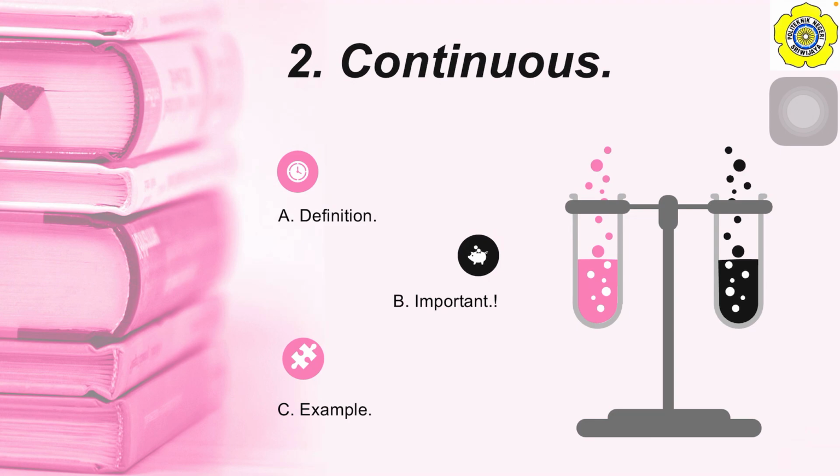It's about the second type of variables. It is continuous. I will also divide it into three parts. The first is about the definition. The second is what is the important thing to remember when we use these types. And the last is about the example.